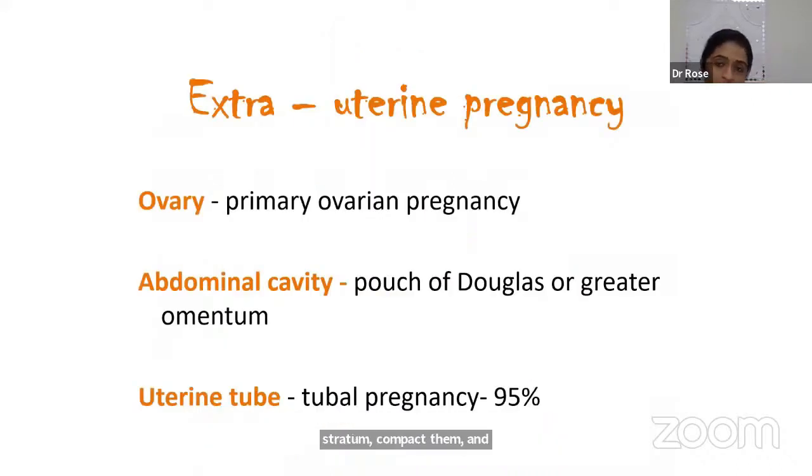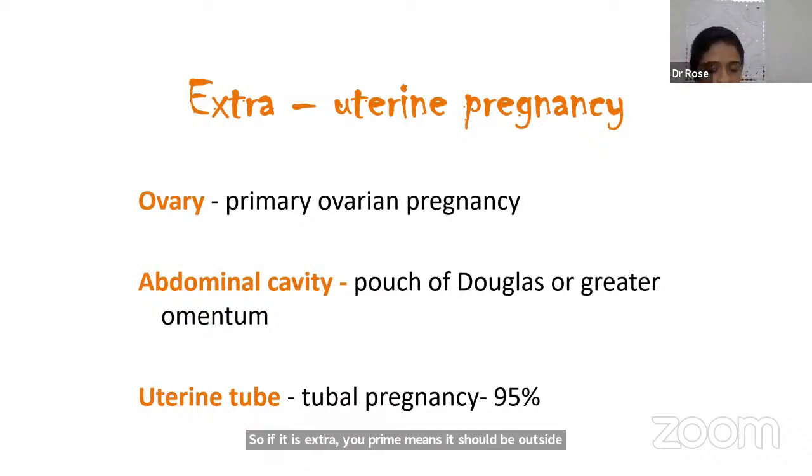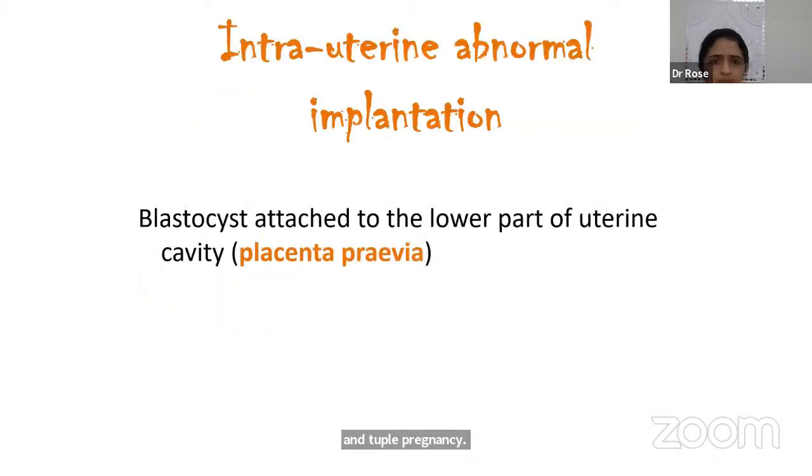When will you call it extrauterine pregnancy? If this implantation happens anywhere other than the upper part of the uterus, you call it ectopic pregnancy. If it is extrauterine, it means it is outside the uterus. So it can be in the ovary, it can be in the abdominal cavity, especially the pouch of Douglas and great omentum, or it can be in the uterine tube. And tubal pregnancy is said to be the commonest compared to the other sites.